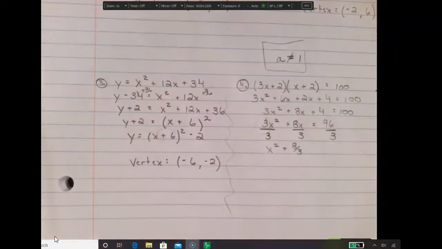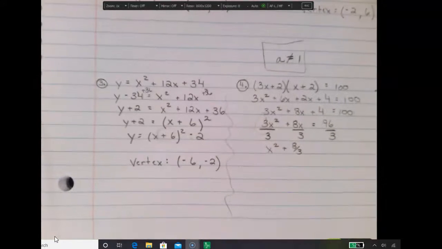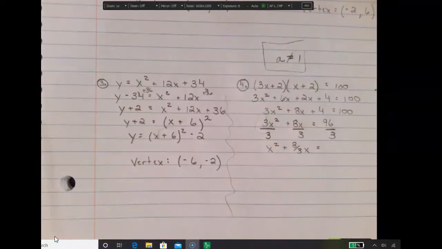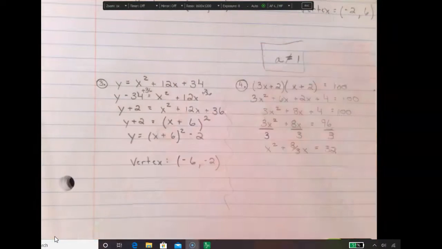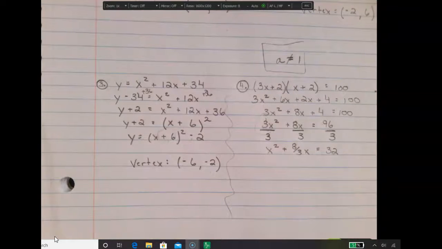thirds. I probably would not change that into a decimal, mainly because the decimal goes on and on and on forever. It just repeats. It's 2.6 repeating. So it's going to be 8 thirds x, and that is going to be equal to 96 divided by 3. And when you take 96 divided by 3 on your calculator, you get 32. So this is my new equation, and this is going to be the one that I'm going to continue to work with.